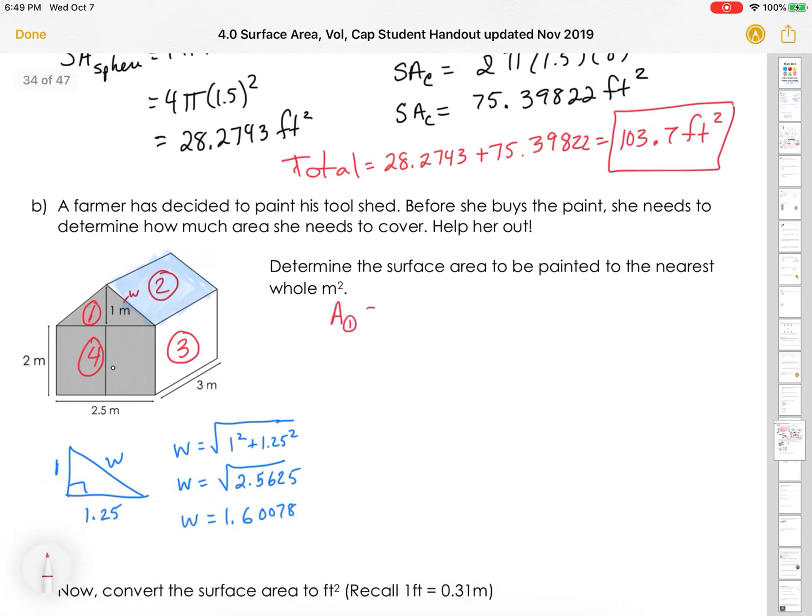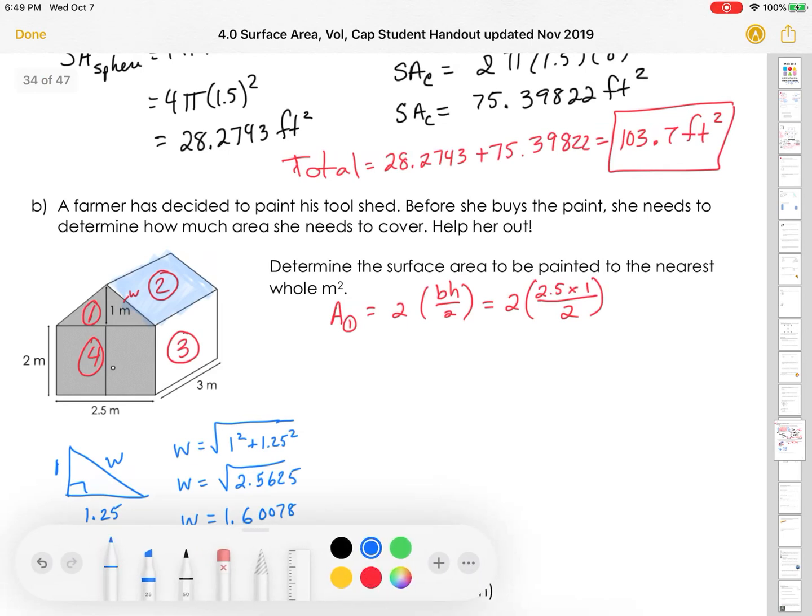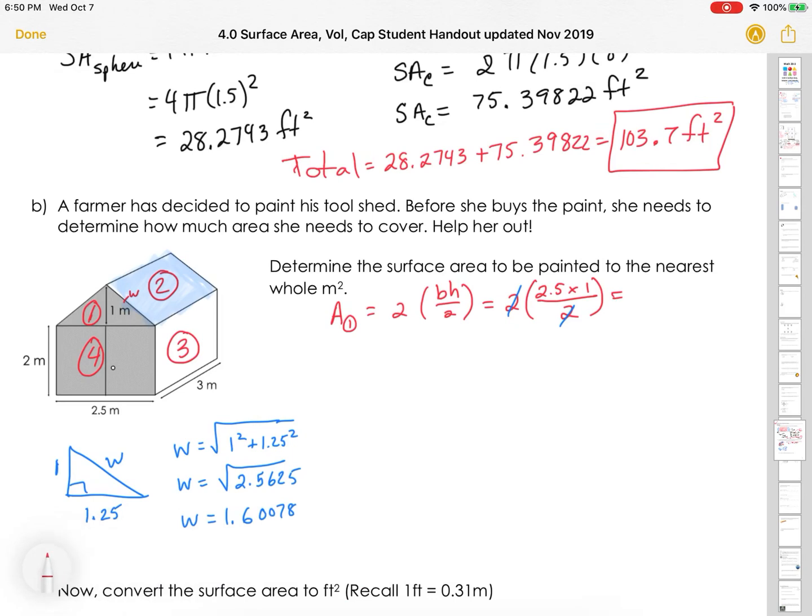Okay, now we just need to account for our pieces. So we have the area of 1, and we have 2 of them. So 2 times base times height divided by 2 equals. So the neat thing about this, let's put our numbers in. Our base is 2.5 times our height, which is 1, divided by 2. And we can divide that 2 out, not even worry about it. And we'll get for our answer 2.5 meters squared.